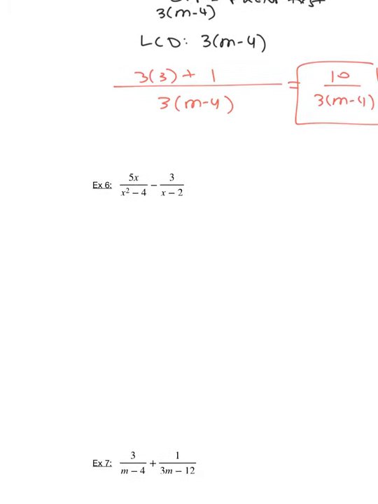Example 6, another one, you'll notice that I can factor my denominator. I can factor this x squared minus 4 into x plus 2 times x minus 2. That's difference of squares. So as I evaluate my least common denominator, they both have an x minus 2, but the first one also has an x plus 2. So my least common denominator is going to be x plus 2 times x minus 2. It would be the denominator that they would both go into, the least common multiple.